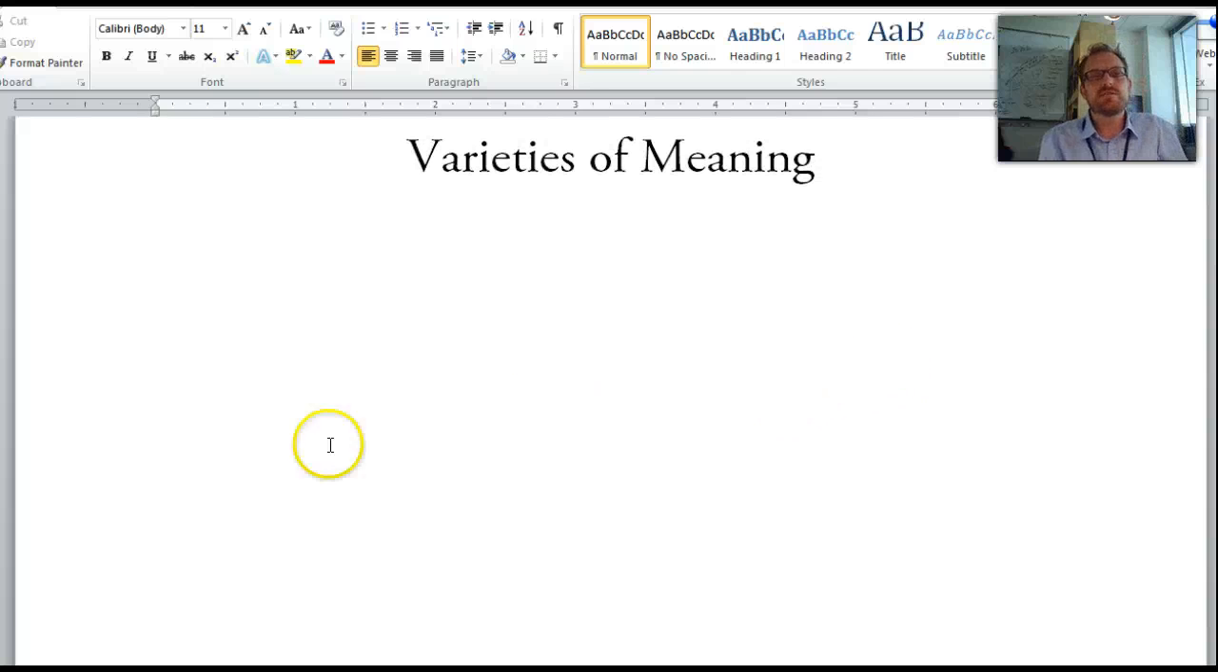Today we're looking at varieties of meaning. In this section, which we're beginning, chapter 2, we're going to be asking the question of how is meaning constructed within the words we use? Because one of the things we're going to see is that oftentimes when someone says something, they mean multiple things.